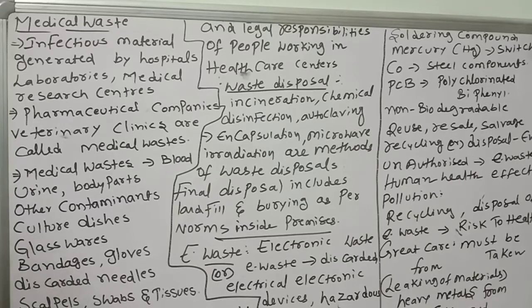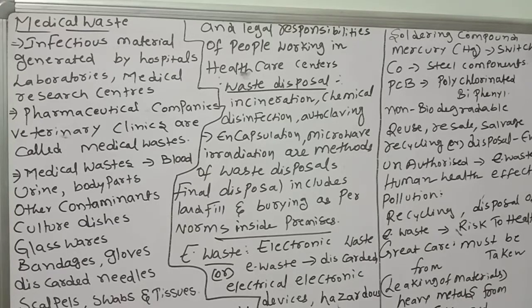Very simple. What is the first point? Any waste which causes infections, infectious material, is very dangerous. When we touch that material, we will get infections. Such dangerous materials cause hazardous health problems: bacterial infections, viral infections, protozoan infections, fungal infections, airborne infections, waterborne infections, and foodborne infections because of that medical waste.